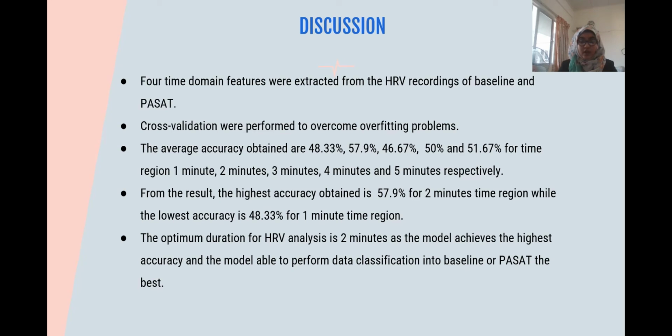So for our discussion part, 4 time domain features were extracted from the HRV recordings. Cross-validations were performed to overcome the overfitting problems. The average accuracies obtained were 48.33, 57.9, 46.67, 50 and 51.67 for all the 5 time intervals respectively. From the results, the highest accuracy was 57.9% for the 2 minute time interval, and the lowest was 48.33% for the 1 minute time region. The optimum duration for HRV analysis was seen to be 2 minutes, as the model achieved the highest accuracy in that time interval.